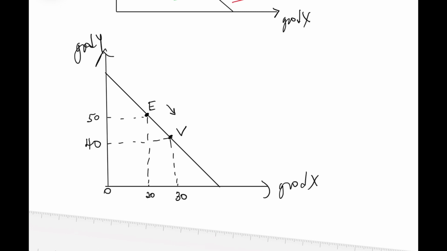Do you see that? That is a trade-off. To go from point E to point V, you have to give up some of good Y to get more of good X. That's what that means. That's the trade-off. Now, what about a free lunch? What is a free lunch?